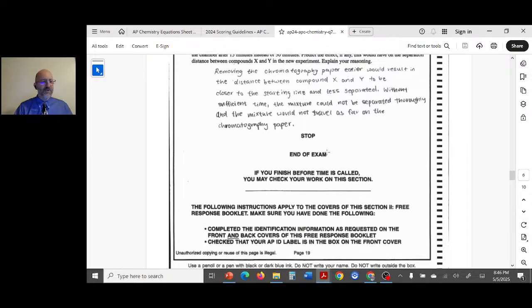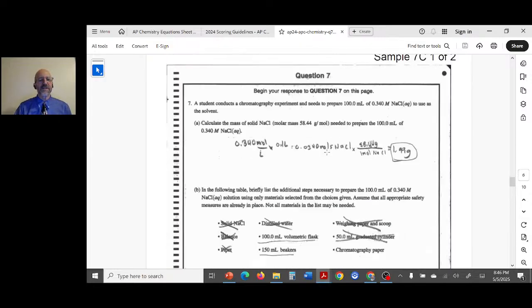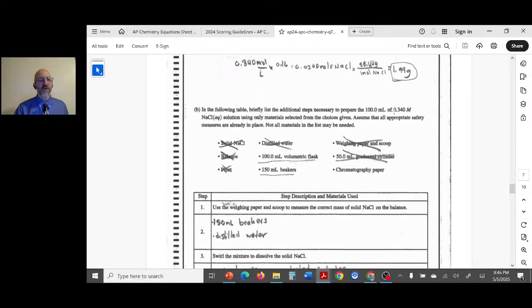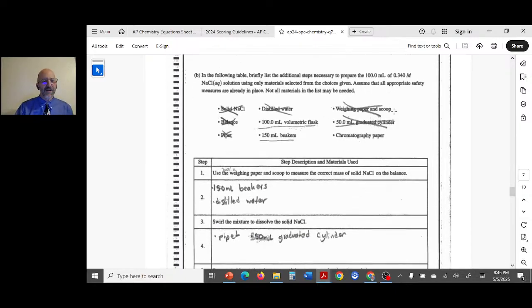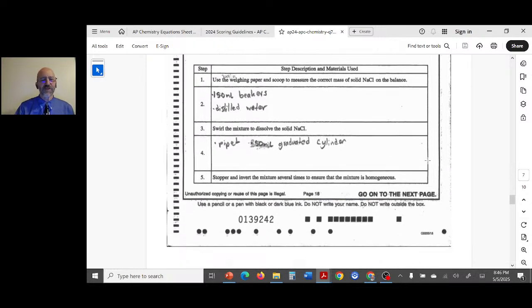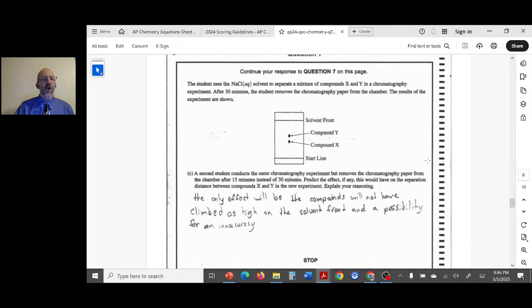All right, this next student earned only 1 point. Looks like all they got was the correct mass of sodium chloride. Beaker, no, volumetric flask. What? Okay, you know how to make a solution, or you should. The only effect would be the compounds would not have climbed as high on the solvent front, but they wanted you to talk about the separation.